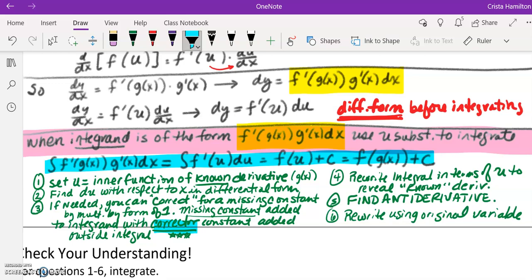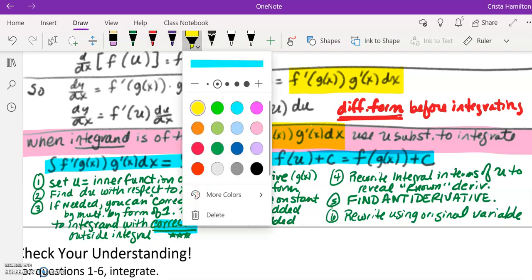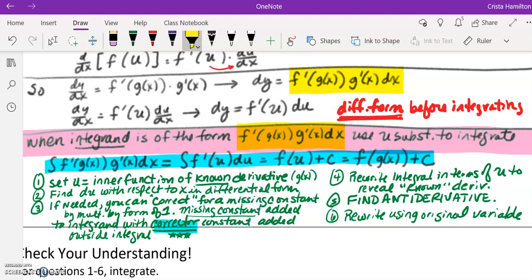We then would typically rewrite in terms of u. And once you rewrite it in terms of u, I'm going to highlight this because for some reason people forget this stuff. After you rewrite it, make sure you do find the antiderivative of the known derivative that you just rewrote it in terms of, and then rewrite it in the original variable.